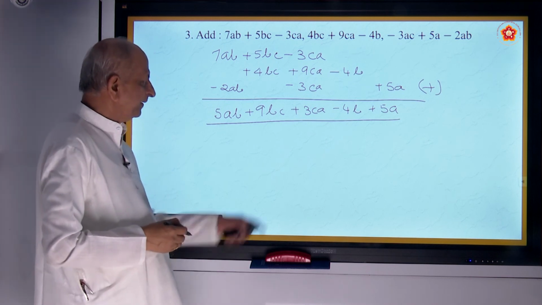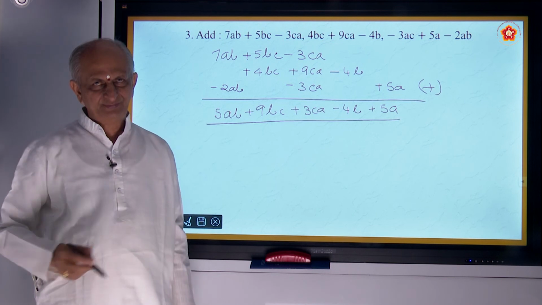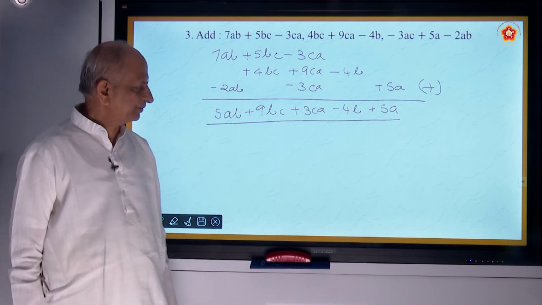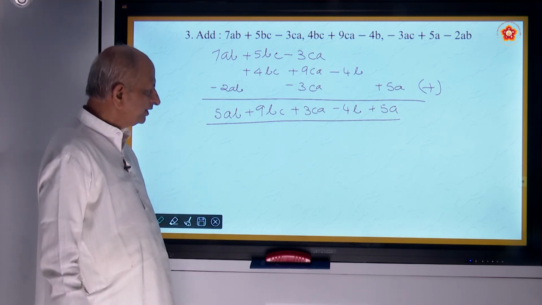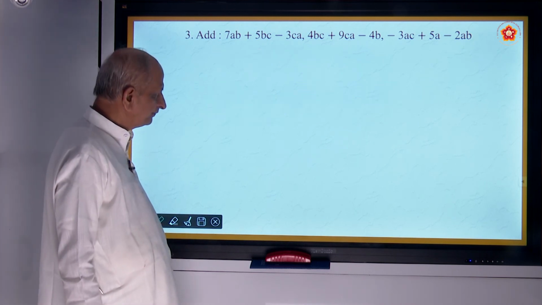Correct? Why have you kept it separately? Because there is no group here for that. That's why it's separated. Okay? So that is the answer for this. Noted down? Okay.